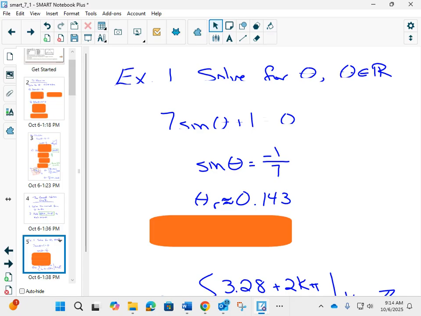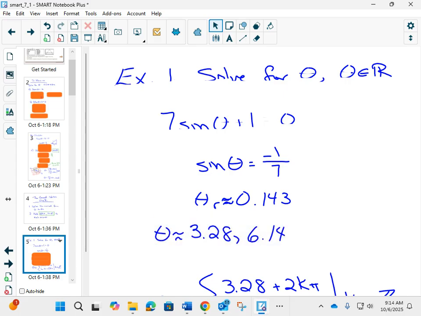But for your reference angle, you have to do sine inverse. So to find your reference angle, you have to go shift, sine inverse, positive 1 divided by 7. And because sine is negative, then you would write your answers in quadrants 3 and 4. That's part 1 of the general solution.